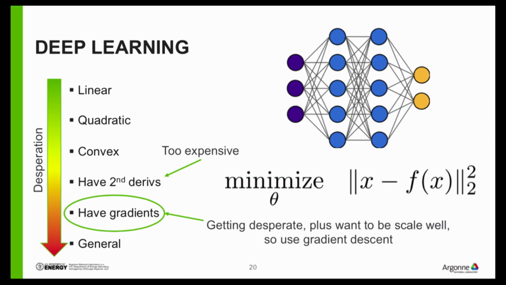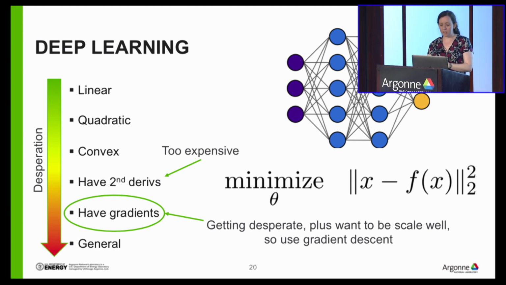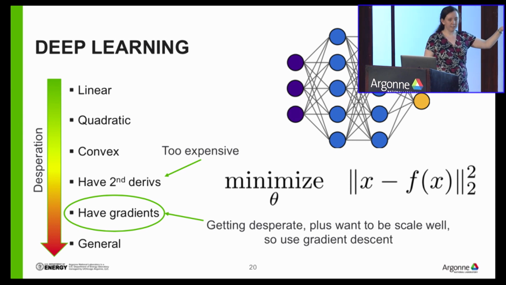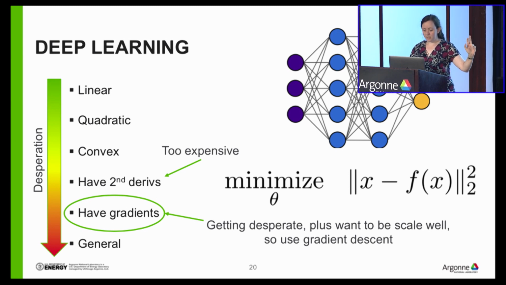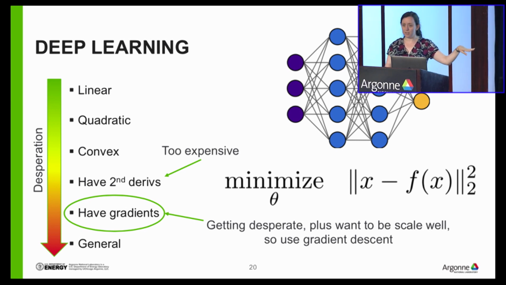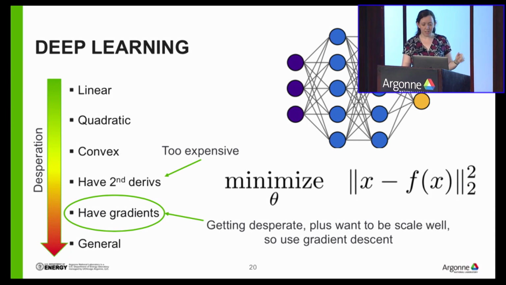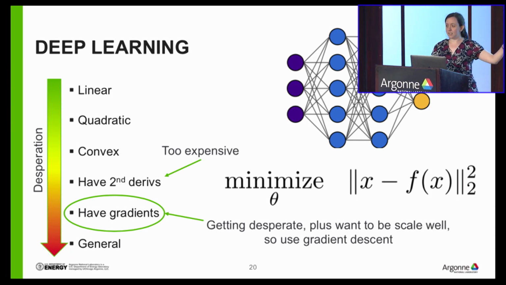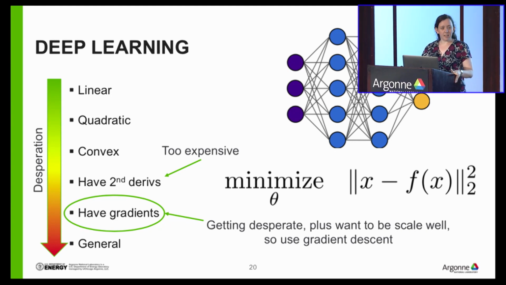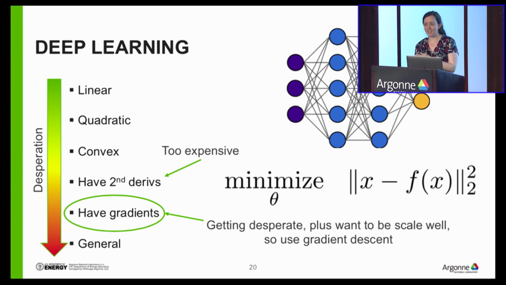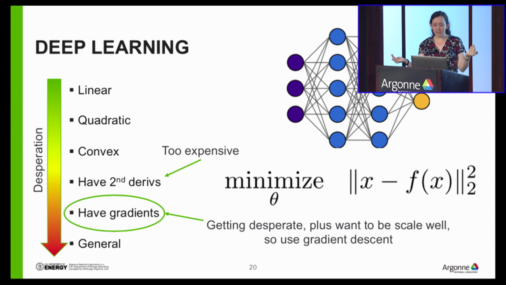Okay, so today we're hearing a lot about deep learning. I just drew a tiny little network here. We have input x. The network is a function f. We want to minimize the error. This is generally non-convex. So we have to go a level below that. And really, usually in deep learning, it's too hard to compute second derivatives. So we have to go to the next level. Okay, we can compute gradients with back propagation. So that's good. But it's pretty far down this list. We're fairly desperate. And we want to scale, so we use gradient descent. But yeah, it's non-convex. We're going to have a lot of issues with local minima.